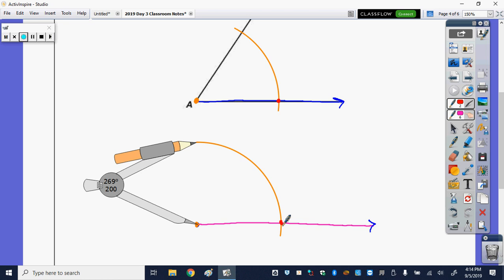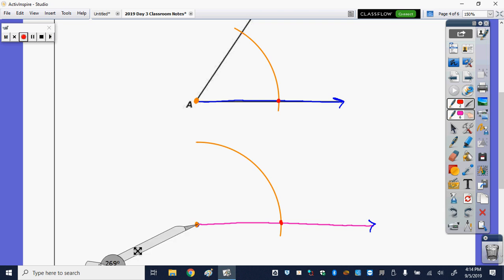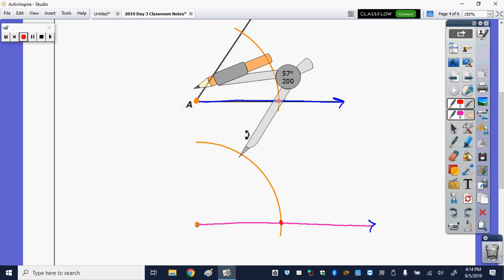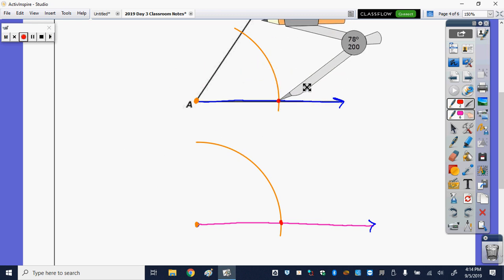So I need to be able to draw this ray. In order to do so, I need that point. So what we're going to do is I'm going to rotate and reflect my compass. And now I'm going to put the compass point on this point to measure the distance from here to here. And to show that I measured that distance, I'm going to draw an arc.